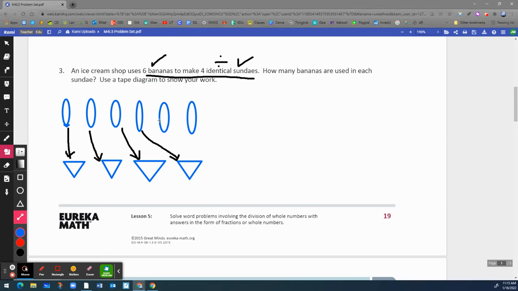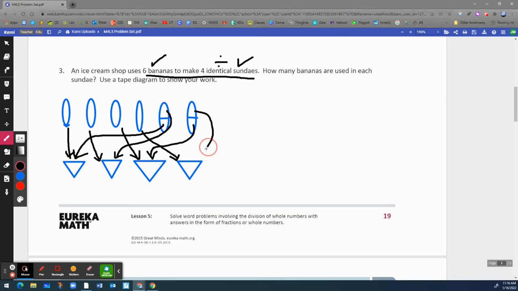Well, this is what you do. You cut this banana in half, and then you cut the second banana in half. Once you have that, then you distribute it. You give it to each of the sundaes. So this half goes to the first one. This second half of the banana goes to the second banana split. This half goes to the third banana split, and this goes to the last banana split. So, as you can see, each of them gets one and half of another one.